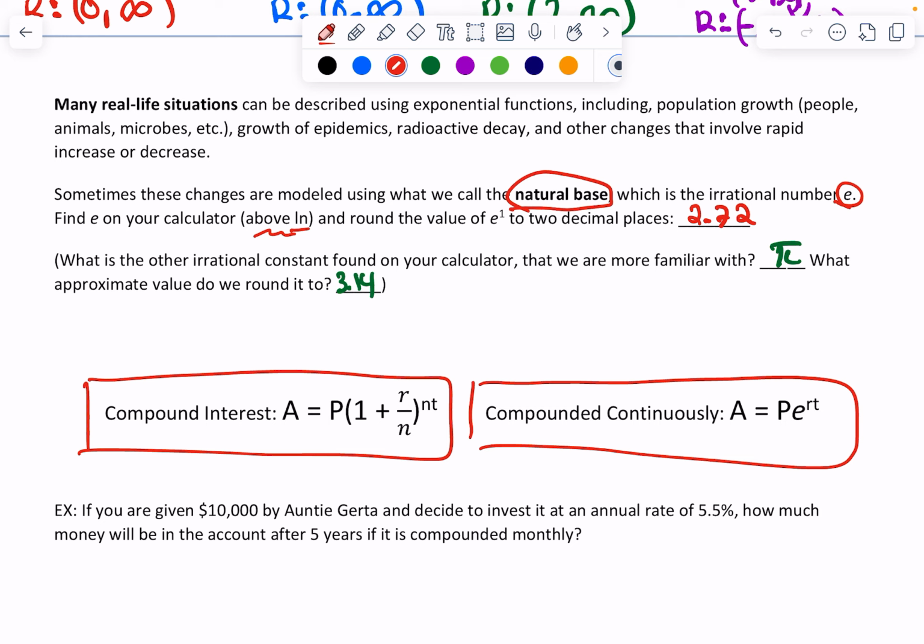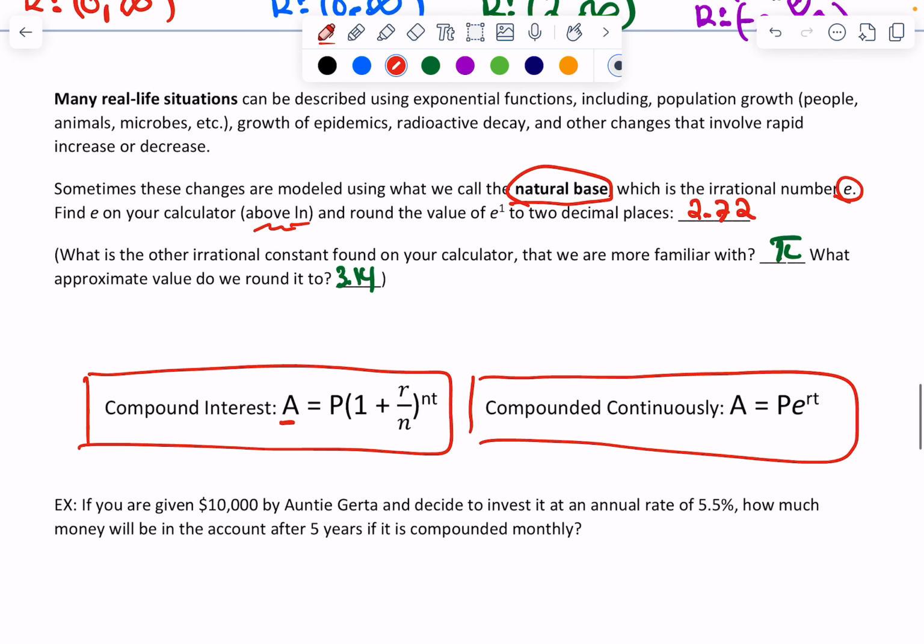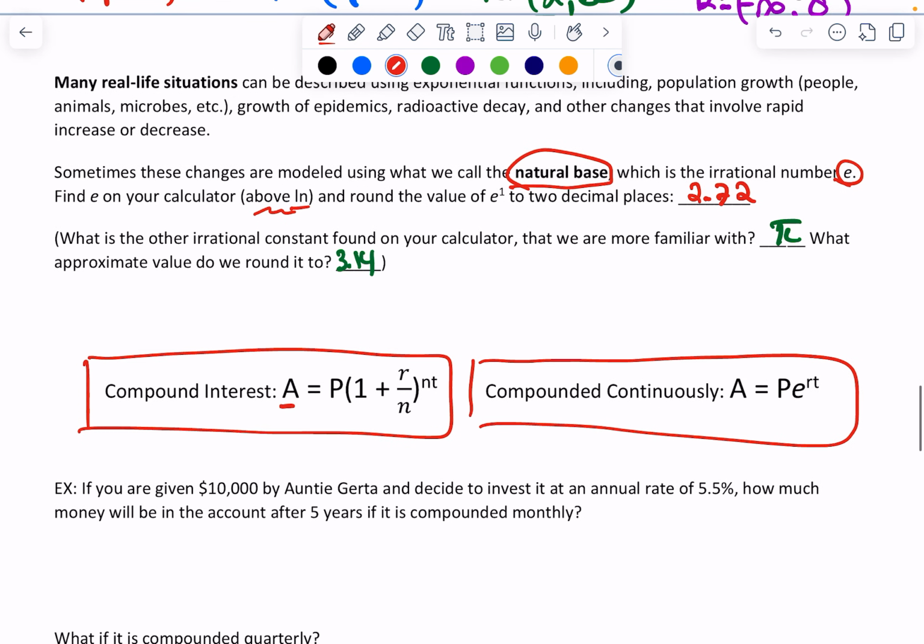So A is the interest. Or hold on a second. It's not the interest. It will be how much money is in your account. Sorry. So A tells us how much money will be in your account. P is the principal.